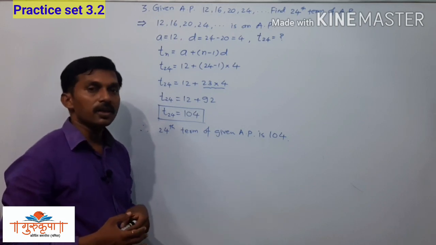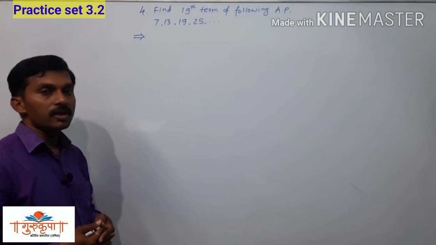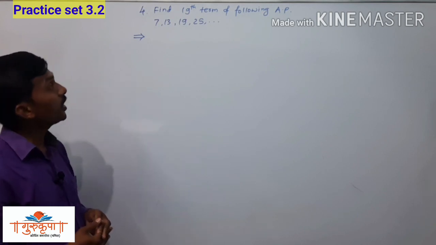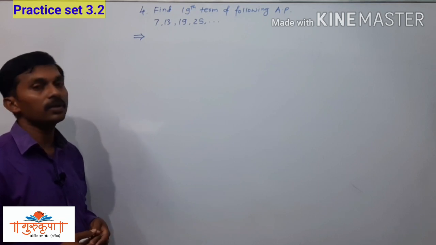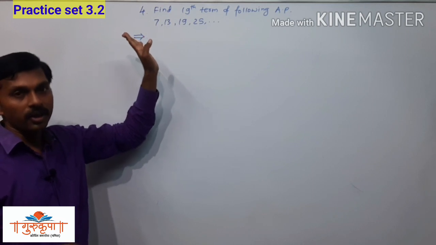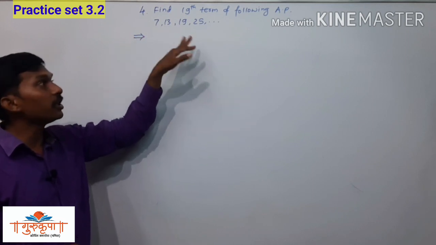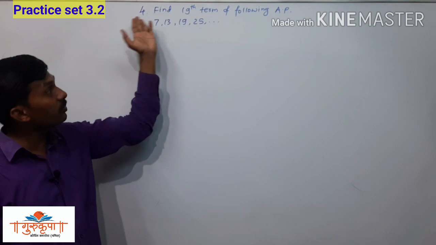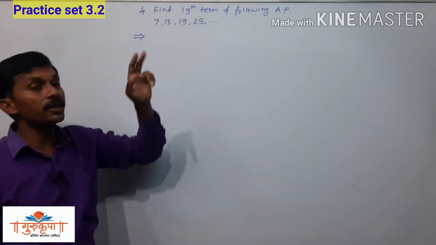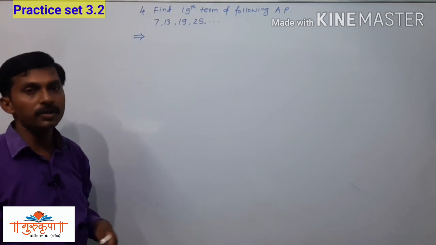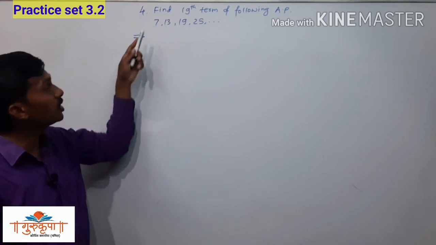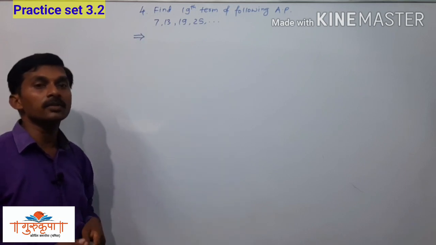Now we will take example number 4 from practice set 3.2. The question is, find the 19th term of the following AP. It is already an AP, that is given information. It is not necessary to determine whether it is an AP or not. It is already given that this sequence is an AP, and we have to find the 19th term of that AP, and it is too easy. Using the formula for finding the general term, we will easily find the 19th term of the AP.